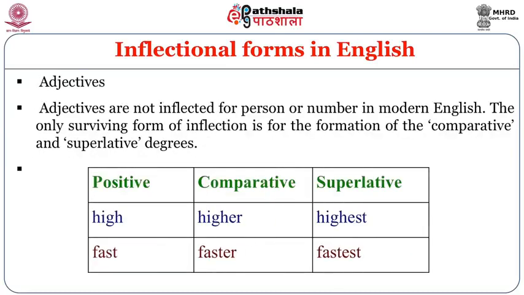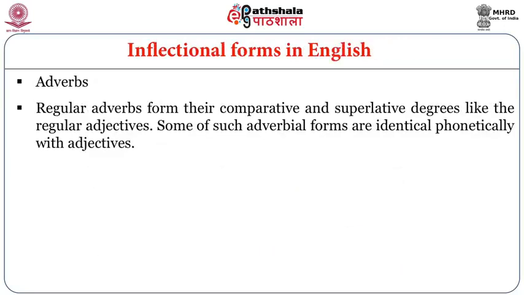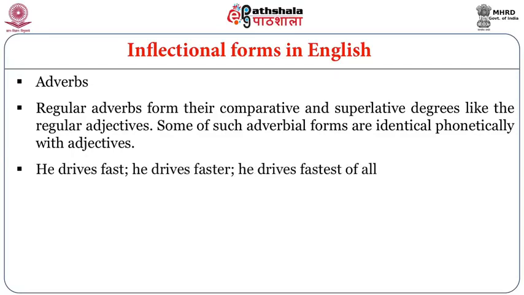Adjectives are not inflected for person or number in modern English. The only surviving form of inflection is for the formation of the comparative and superlative degrees. High, higher, highest, fast, faster, fastest. Regular adverbs form their comparative and superlative degrees like the regular adjectives. Some of such adverbial forms are identical phonetically with adjectives. He drives fast. He drives faster. He drives fastest of all.